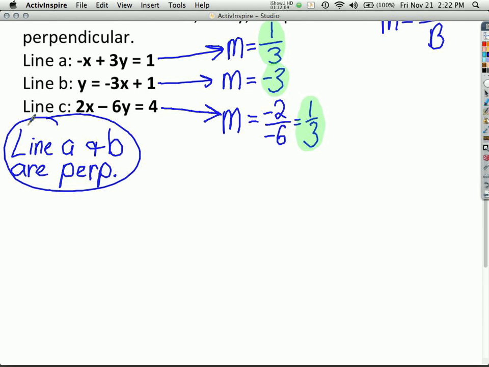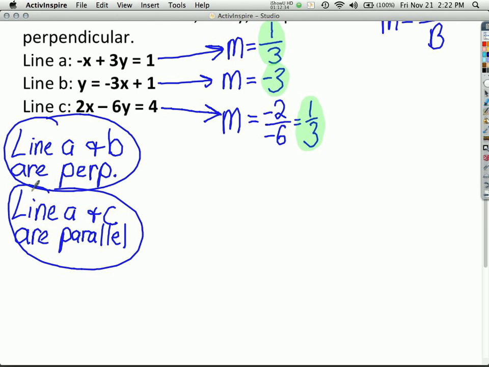Are there any other statements that we can make? Kaylee? Line A and C are parallel. All right, before I circle that one, let's check. Give me a thumbs up if you agree with her statement. I got double thumbs up from some people. That must be a good statement. Absolutely, that is correct.